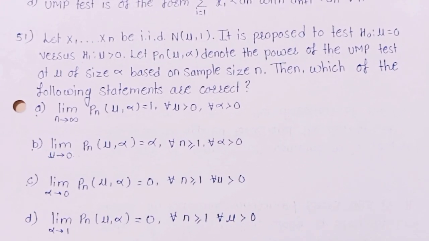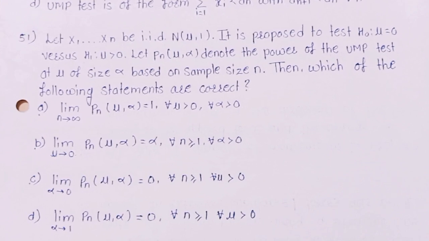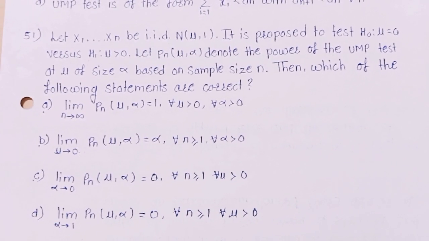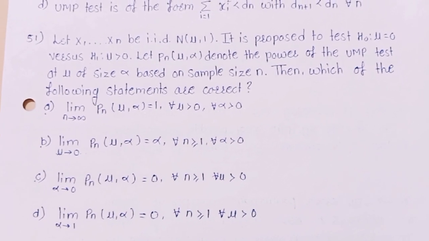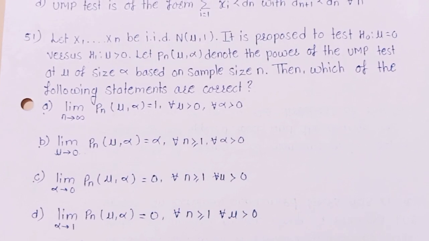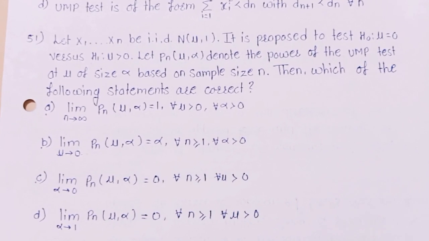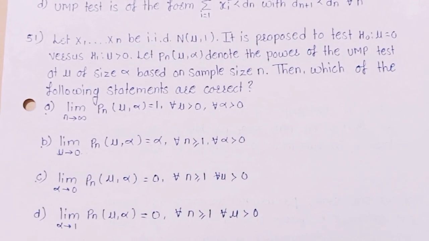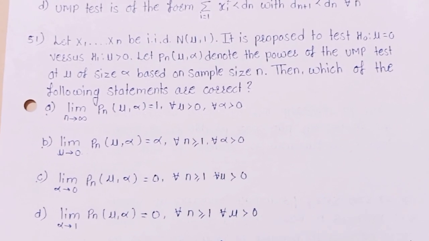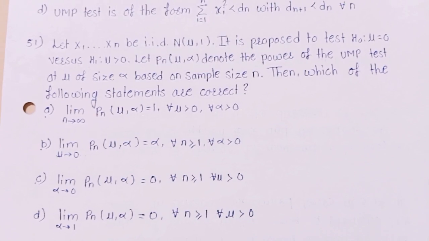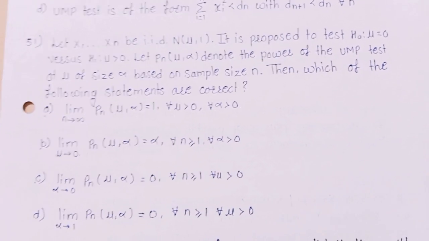Next question. Let x1 up to xn be IID N(μ, 1). It is to test H0: μ = 0 versus H1: μ > 0. Let Pn(μ, α) denote the power of the UMP test at μ of size α based on sample size n. Then which of the following statements are correct?